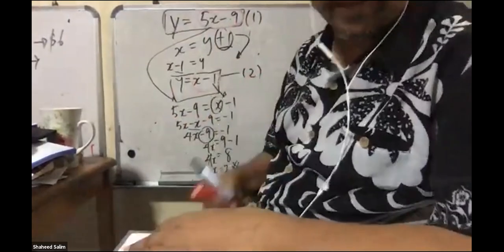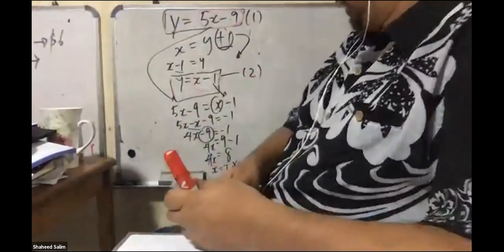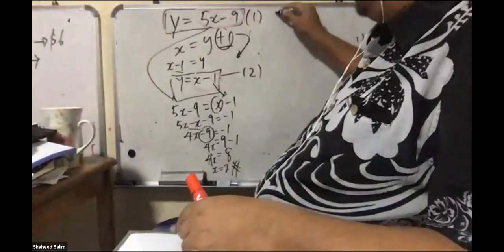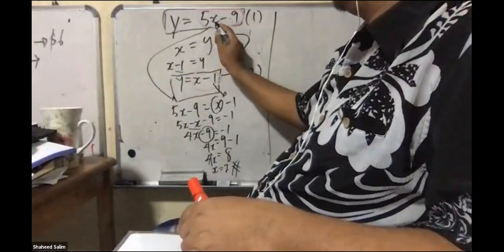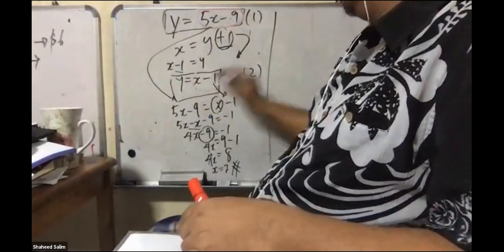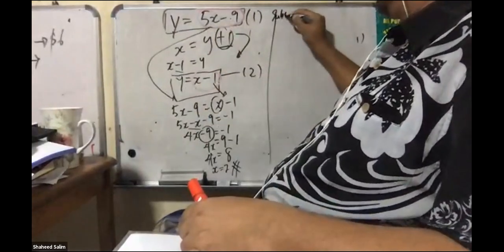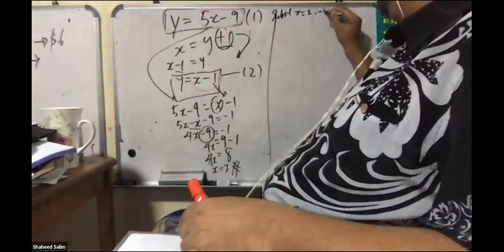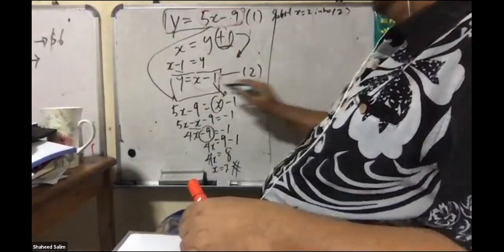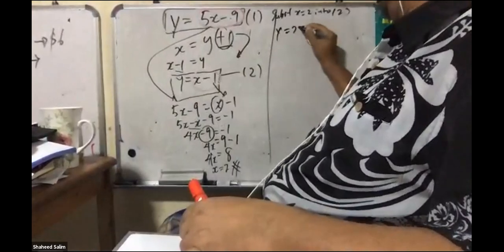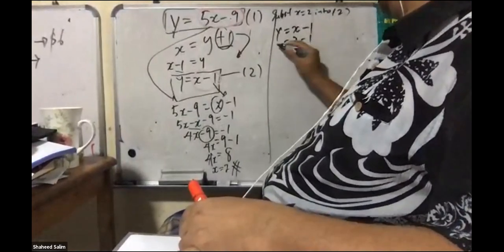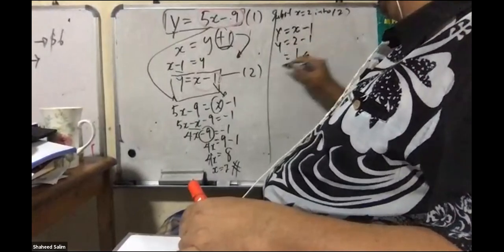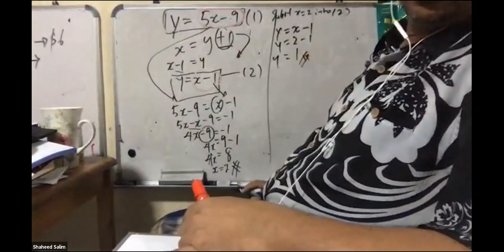You can use this method, not a problem. Now you substitute. You already got x, you want to find y. You can put in any one of them. See, this one is easier to put than this. Why? This one got to times the 5. So substitute x equals 2 into equation 2. So y equals x minus 1. X is 2. 2 minus 1 is 1. Y equals 1.